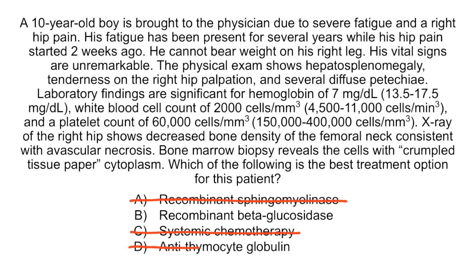Finally, option D, anti-thymocyte globulin, is incorrect because it is usually used in primary aplastic anemia. Although this patient has pancytopenia, characteristic of aplastic anemia, he also has avascular necrosis, hepatosplenomegaly, and the bone marrow biopsy showing crumpled tissue paper macrophages. These findings are not characteristic of aplastic anemia. And that concludes our lecture on glycogen and lysosomal storage diseases.